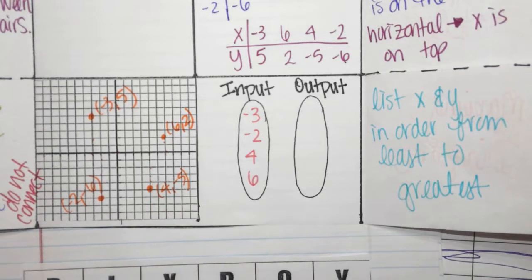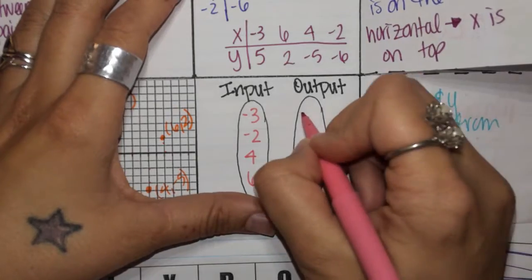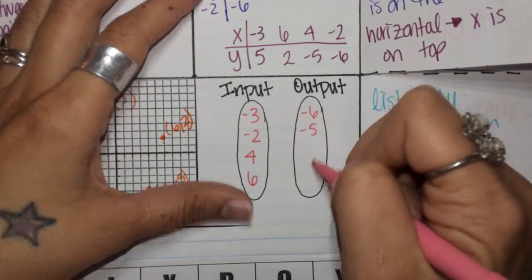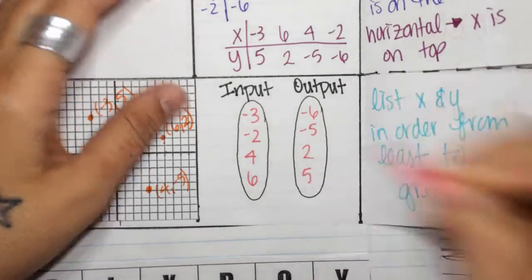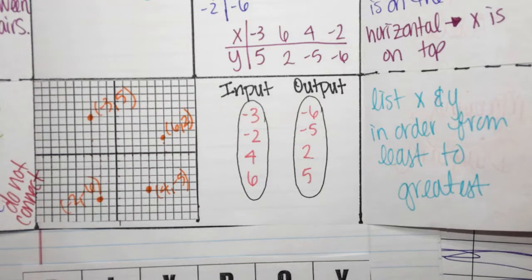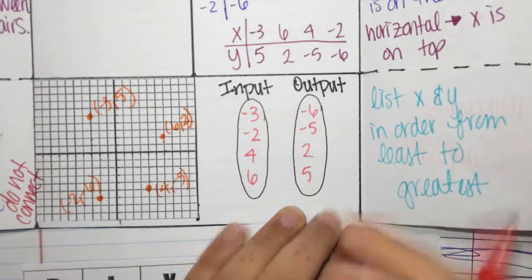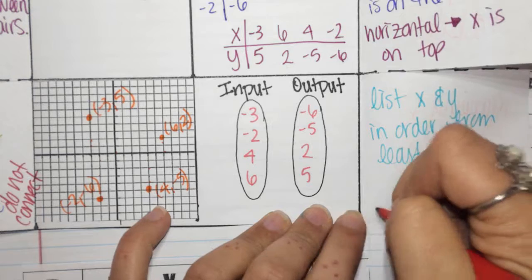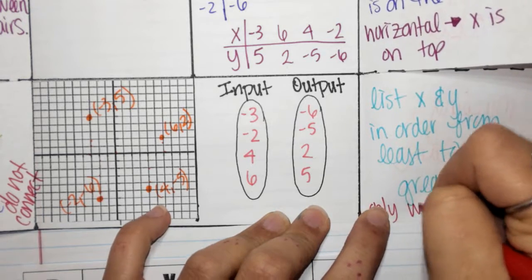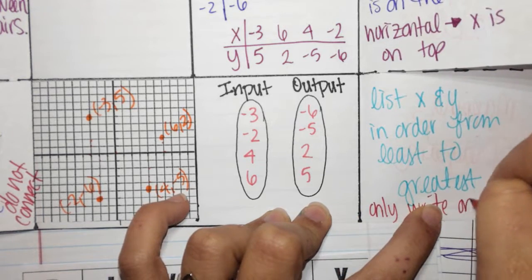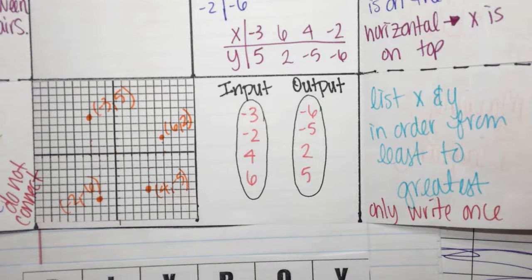Alright, what is our smallest Y? And then? And then? And then? 5. Awesome. Also, if you have them multiple times, only list once. Only write once.